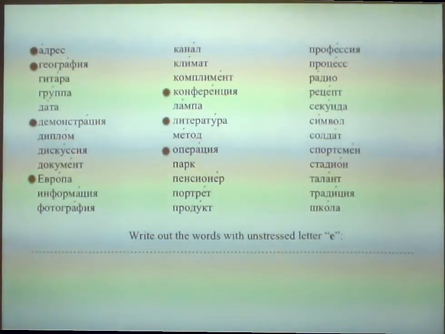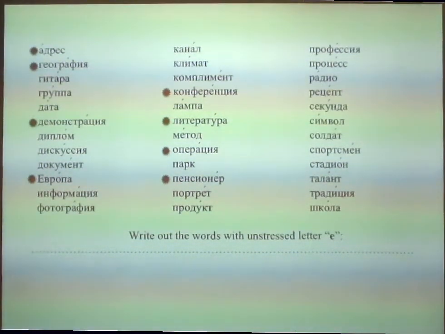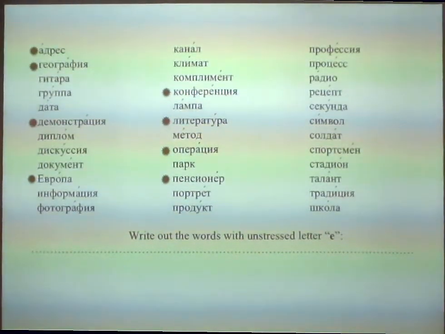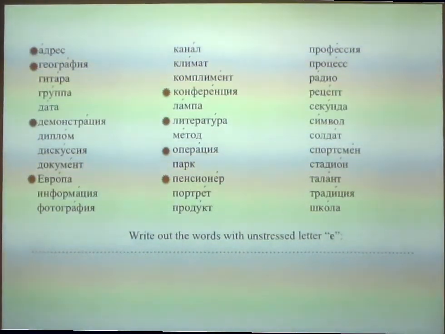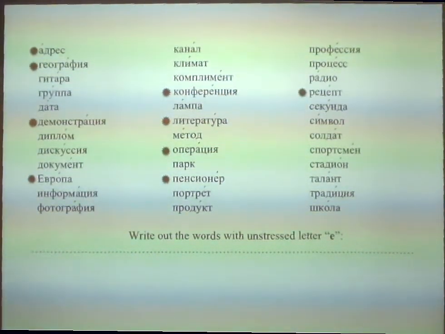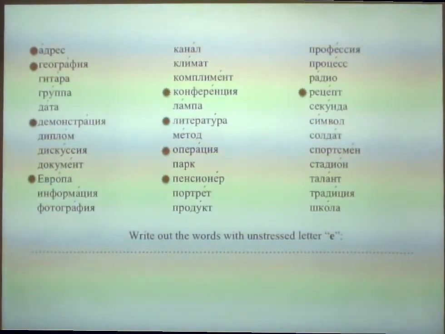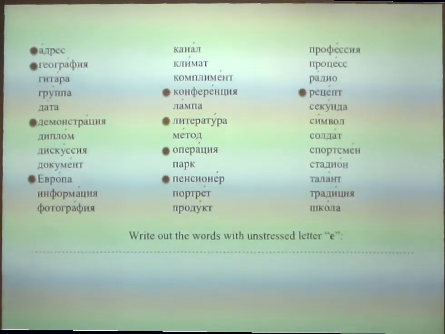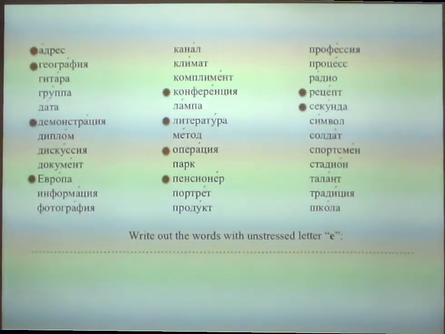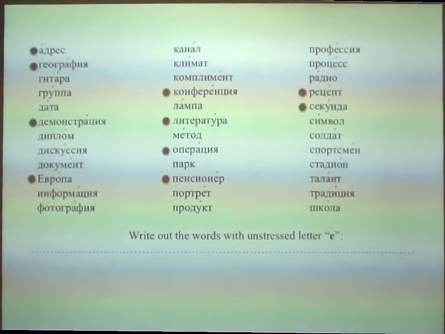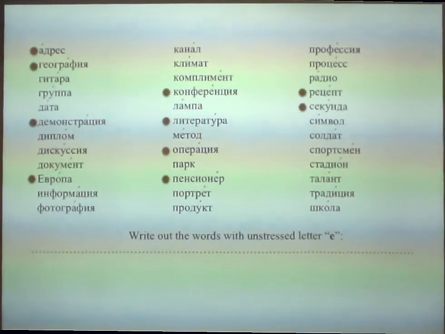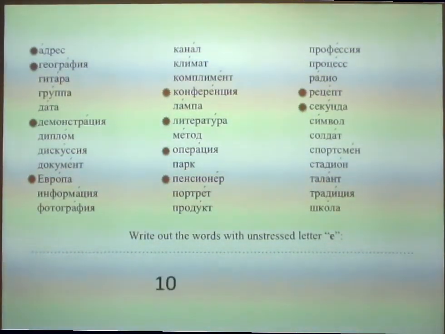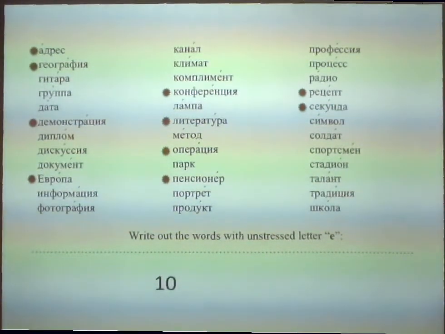Next one операция. Операция. Next word пенсионер. Пенсионер. And two more words: рецепт. Рецепт. And секунда. Секунда. So in this assignment we found 10 words that have unstressed letter Я.